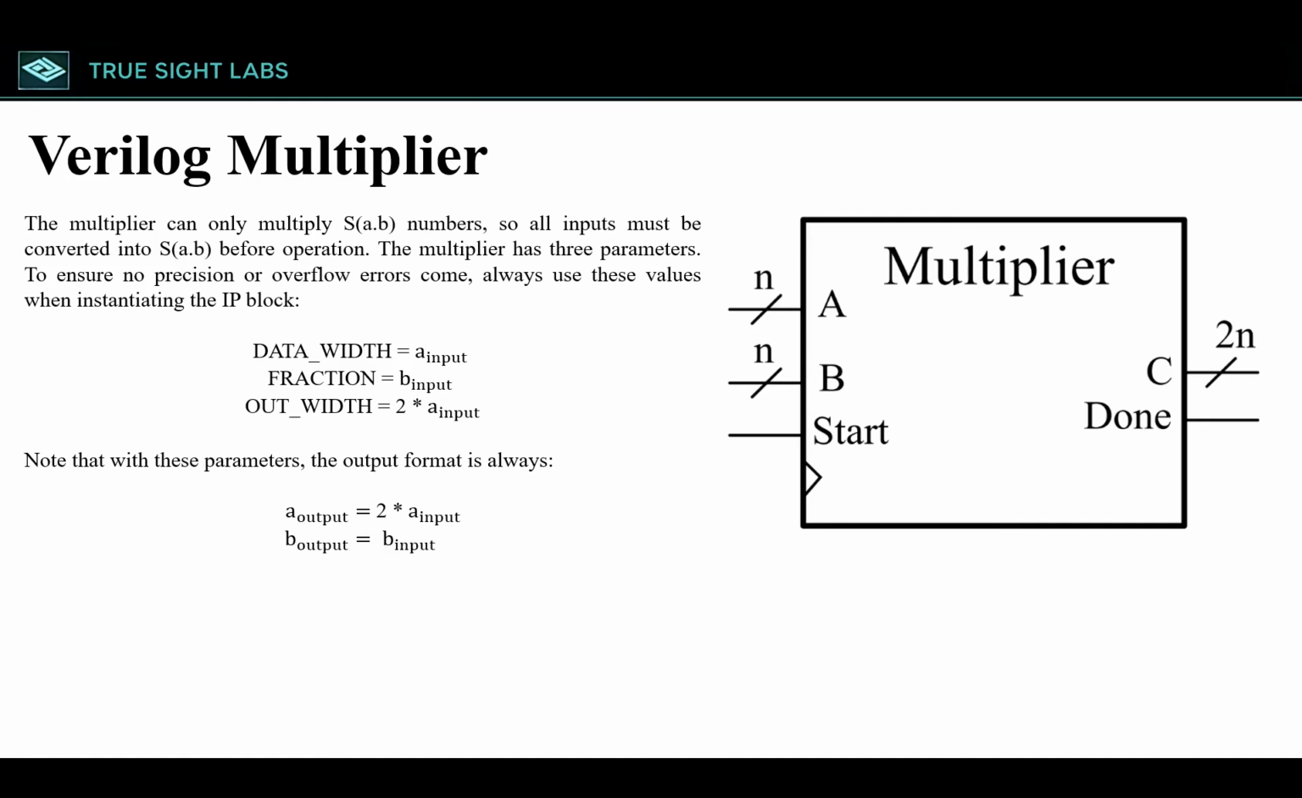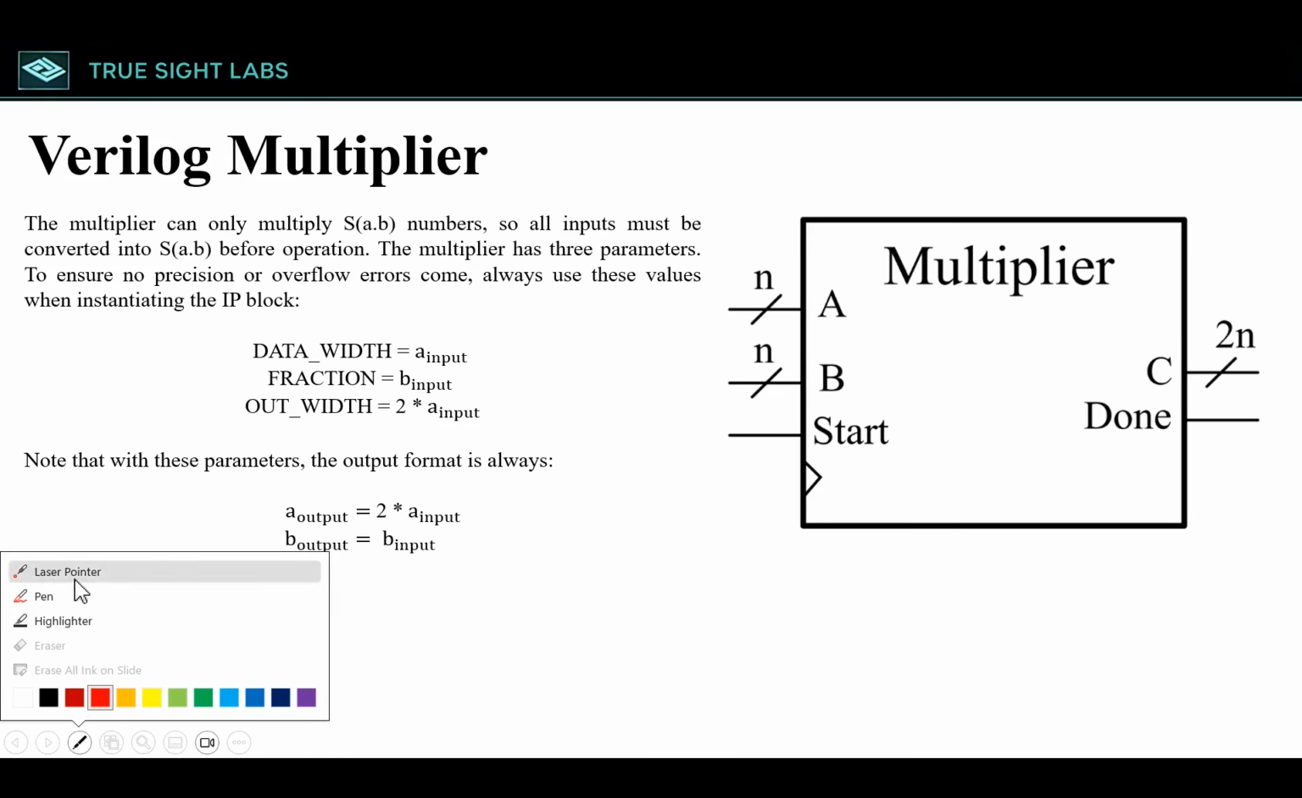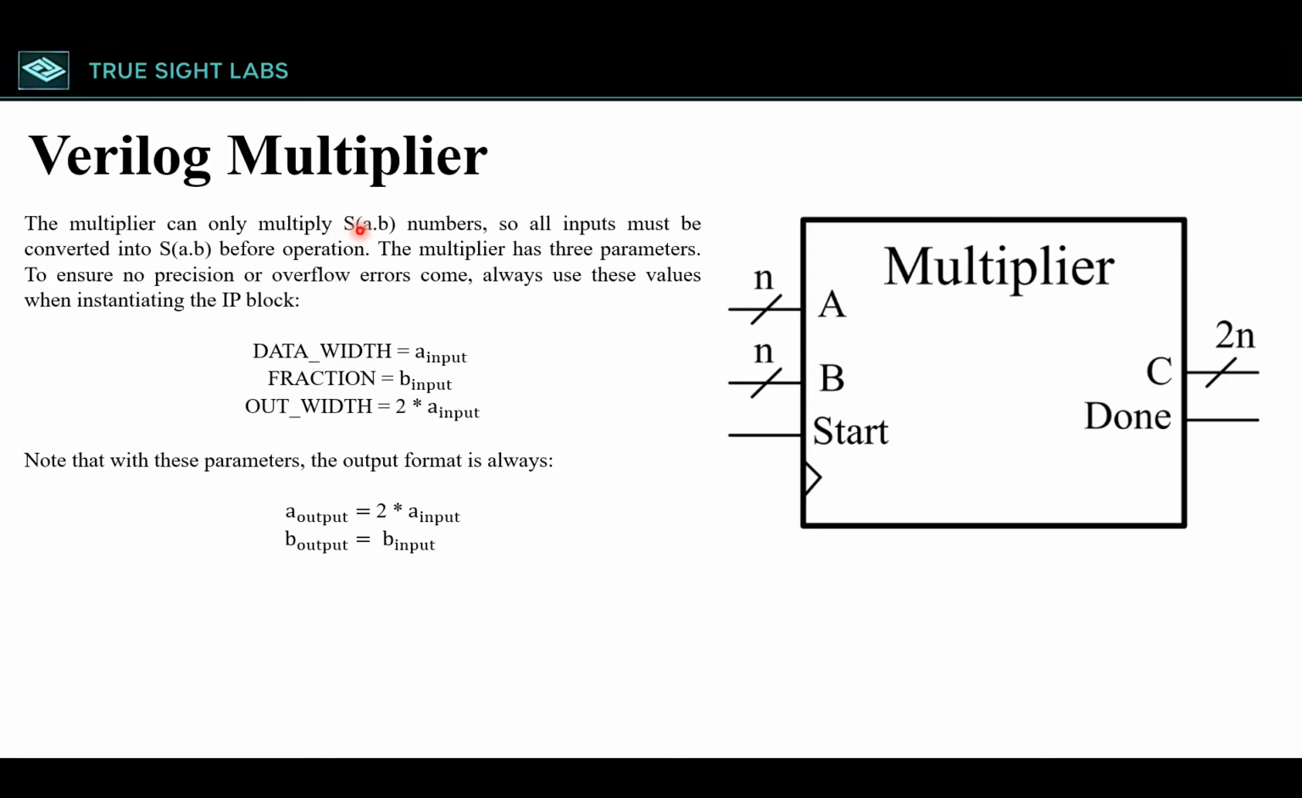So now let's go over the Verilog multiplier IP core. The Verilog multiplier can only multiply SA.B numbers, so all inputs must be converted into SA.B format before operation. And this multiplier has three parameters. It has a data width parameter, a fraction parameter, and an output width parameter. As long as you configure the multiplier's parameters when instantiating to follow this format, the multiplier will always produce a correct result that has no overflow or precision errors.